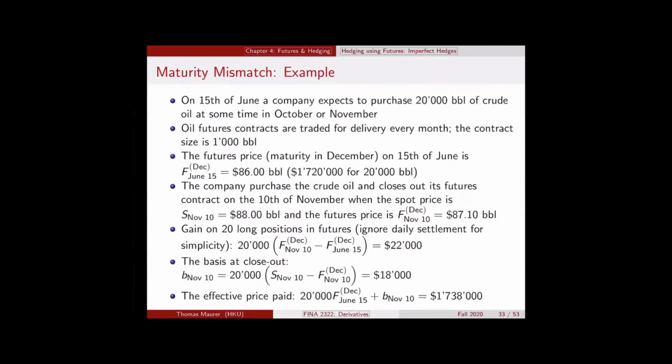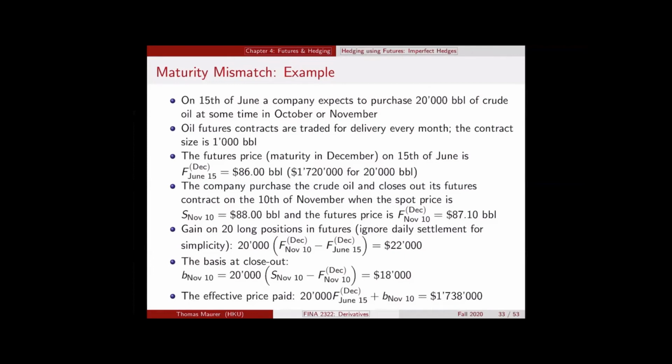So in our case, the basis is the $88 of the spot price in November minus the $87.10 of the futures price in November. And so that basis is 90 cents per barrel of oil multiplied by the 20,000 barrels of oil. That's $18,000. So then what does our formula say?